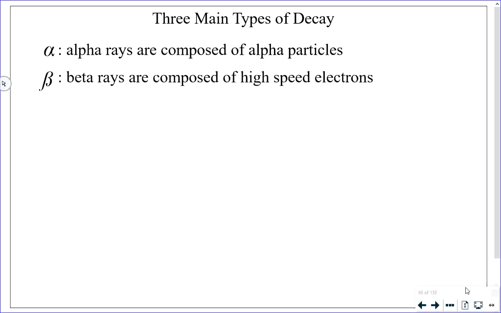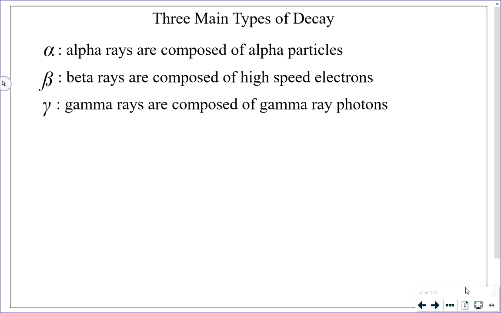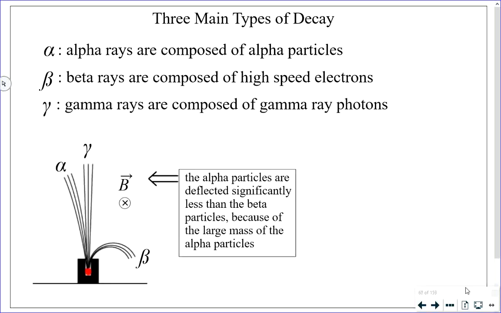Beta rays are composed of high-speed electrons. There's nothing wrong with calling the particles in beta radiation beta particles, but they are electrons. And gamma rays are composed of gamma ray photons. Here's a diagram showing the stream of those three main types of decays passing through a perpendicular magnetic field. This magnetic field happens to be in.